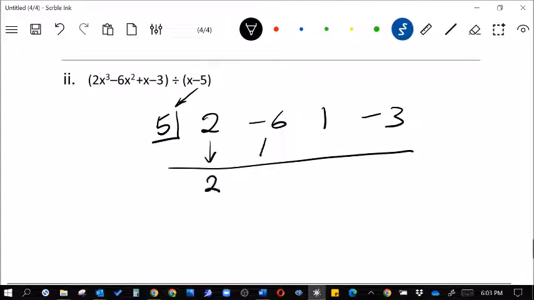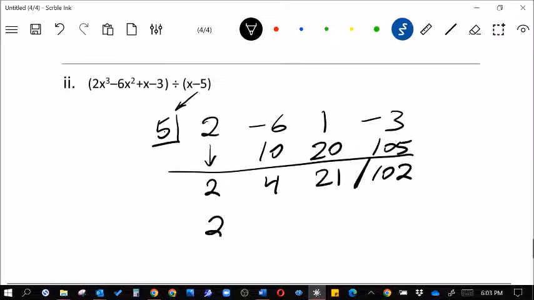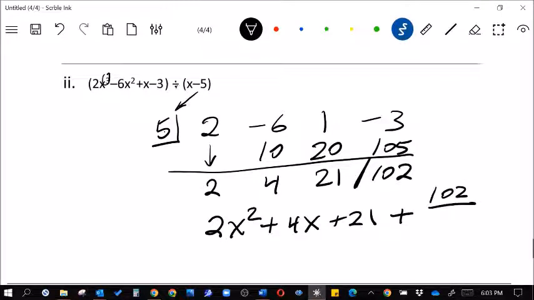Bring the 2 down. 5 times 2 is 10. -6 plus 10 is 4. 5 times 4 is 20. That's 21. 5 times 21 is 105. Take away 3 and we get 102. It's not a 0, so it's not an exact complete factor, but it's still a multiplier. We can still multiply it out. So we do 2x squared, because we go from 3 to 2 for this one, plus 4x plus 21 plus 102 over the divisor, x minus 5.